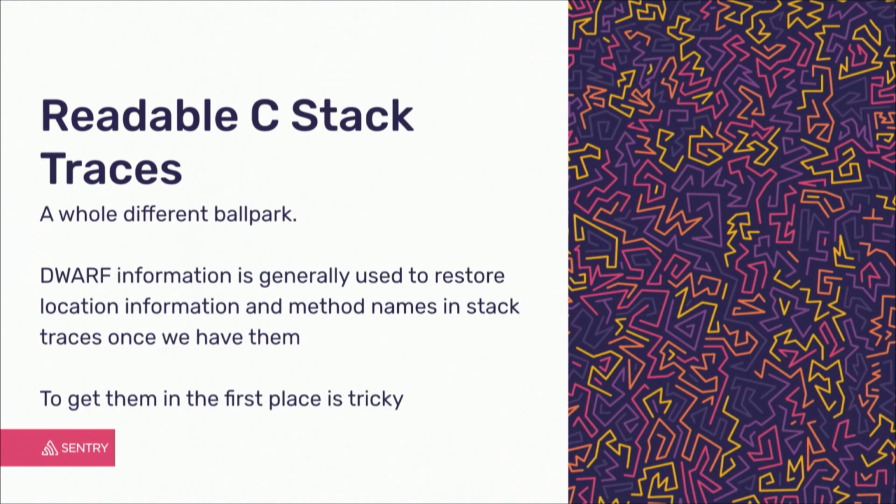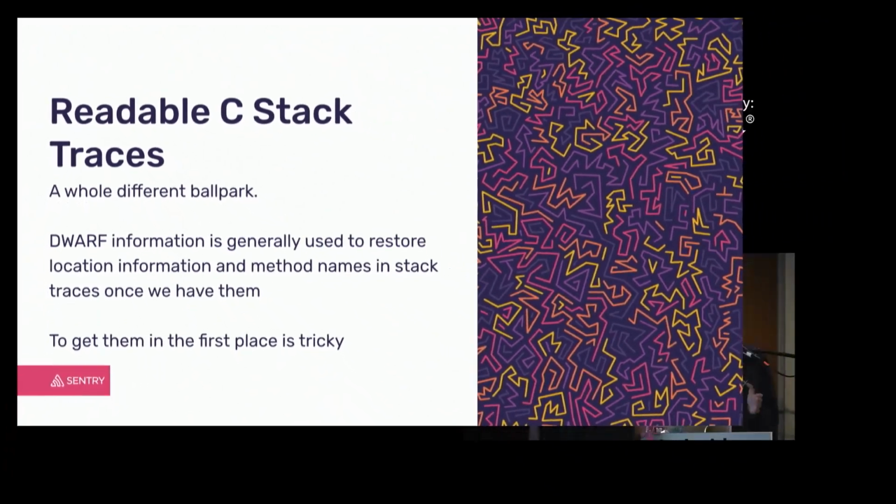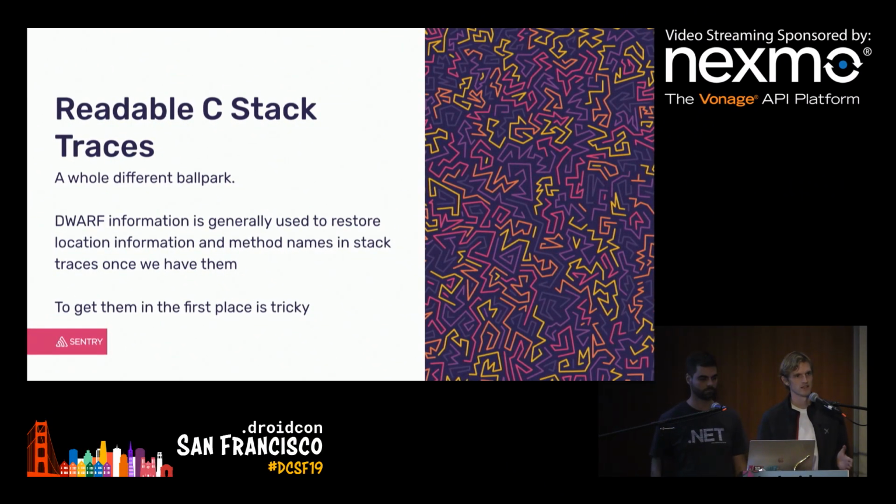With C, it's a lot more complicated because the stack trace, even if you get it, is just a bunch of numbers. But we'll go into a little bit why on NDK it's particularly hard to get a stack trace. To get the numbers on the C side into function names, line numbers, file names, and so forth, you need what's called DWARF debug information. And DWARF debug information can get huge. And you definitely don't want to ship it with your app. It's way too big.